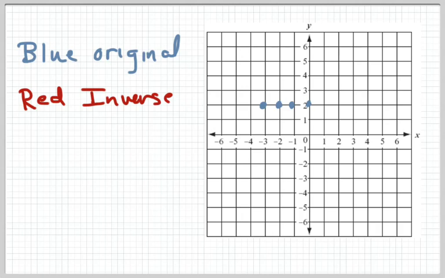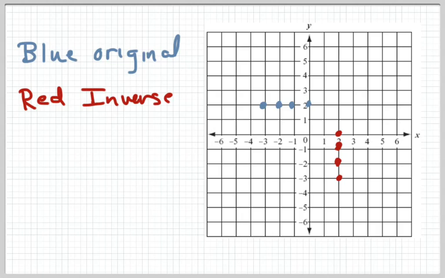And the inverse, when x is 2, it goes to -3. When it's 2, it goes to -2. When it's 2, it goes to 0. And -1. So there is the original function in blue and the inverse in red.